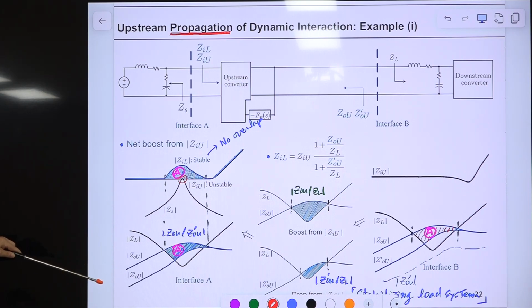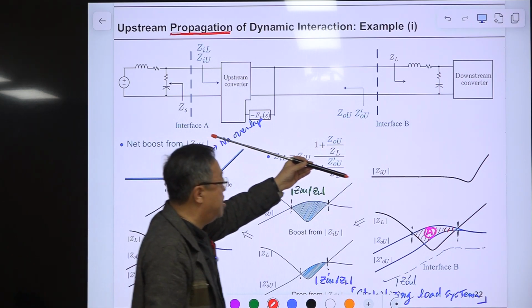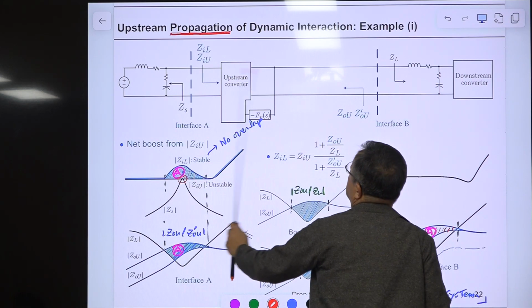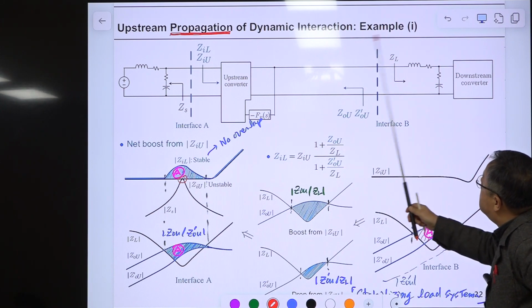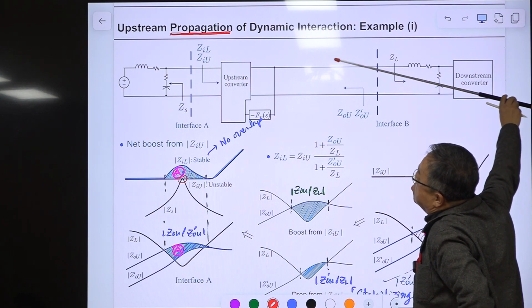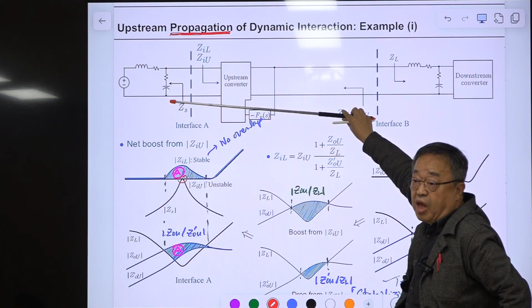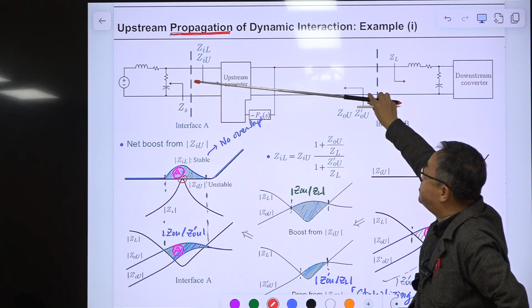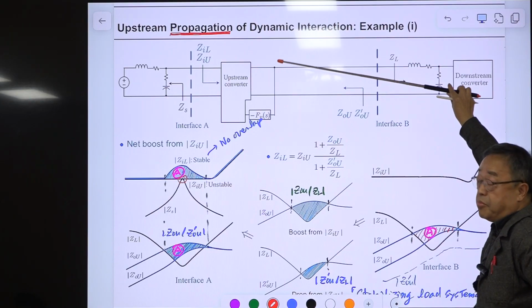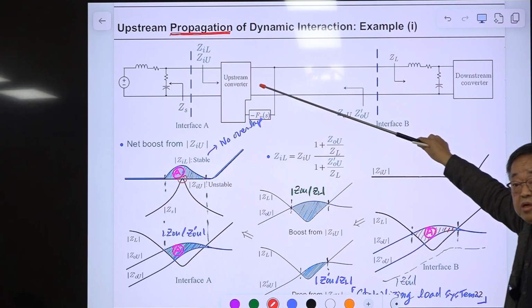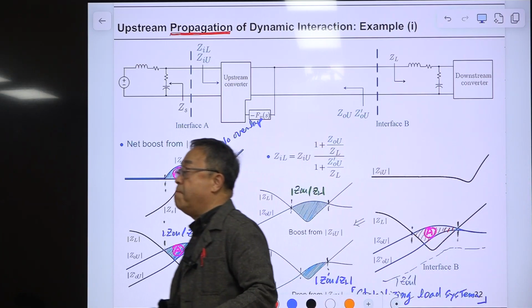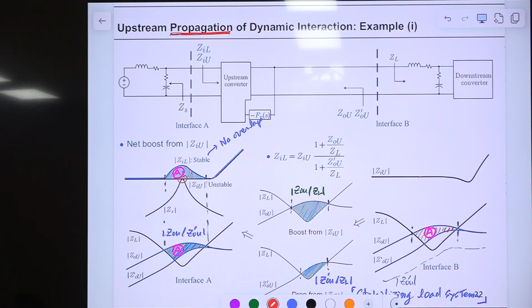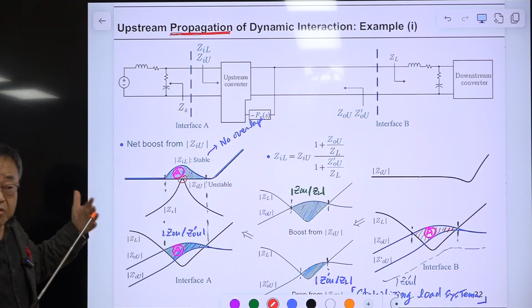So this is the propagation of dynamic interaction. It was unstable, and the dynamic interaction occurred here, and the interaction in the downstream is propagated to the upstream. So the title of this lecture slide is upstream propagation of dynamic interaction. This is one example. I have another example. So the impedance overlap at the load or this link can be used for something good. This is one example. There are several good examples.